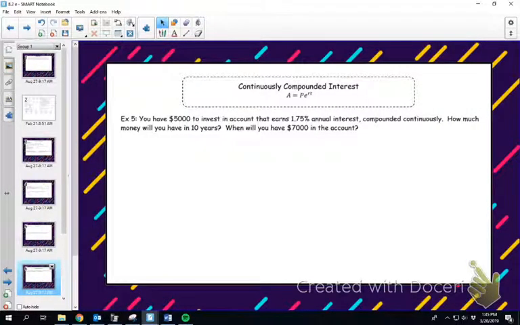All right, so after this, guys, we're going to start transitioning into logs, but we will come back and look at these graphs, especially when we look at exponential and log graphs together.